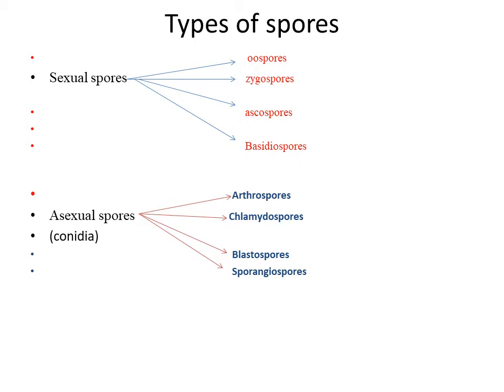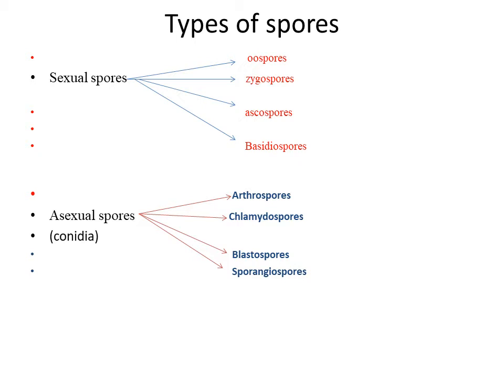Fourth, basidiospores are spores formed externally on the tip of a pedestal called basidium. Note, imperfect fungi are fungi that do not form sexual spores or asexual spores.